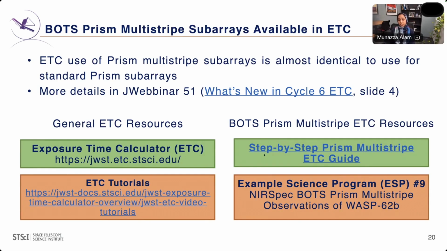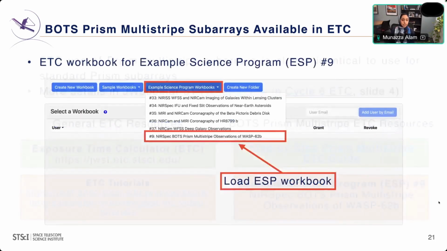of the slide. In particular, there is the JWST step-by-step PRISM multi-stripe ETC guide, which walks through setting up the ETC workbook, for example, science program number 9, which is designing BOTS PRISM multi-stripe observations for WASP-62b. You can access the ETC workbook for this example science program directly from the JWST ETC. If you go to the example science program workbooks dropdown in the ETC and scroll all the way down to ESP number 9, you can load the example science program workbook and take a look at it.